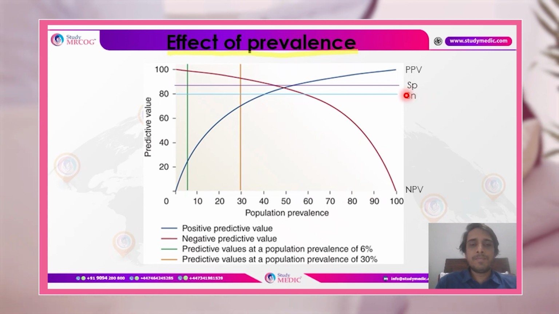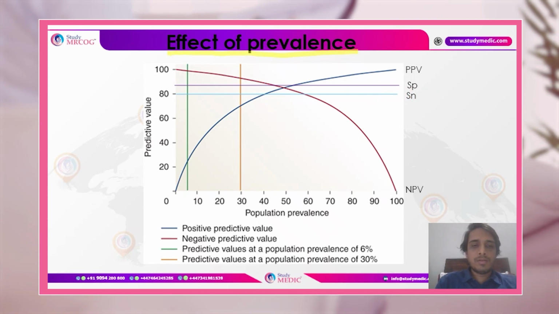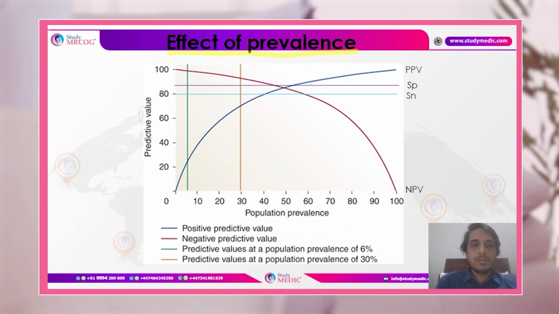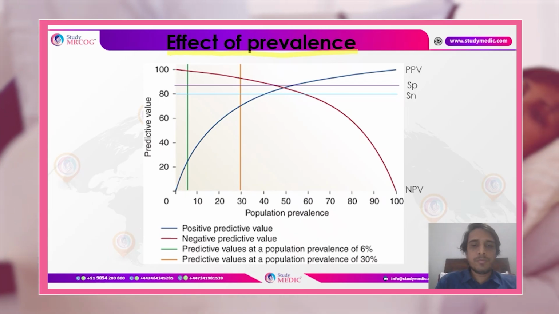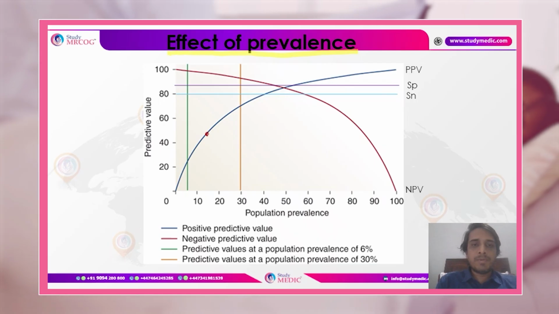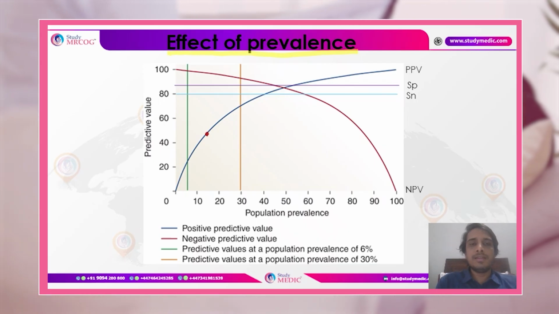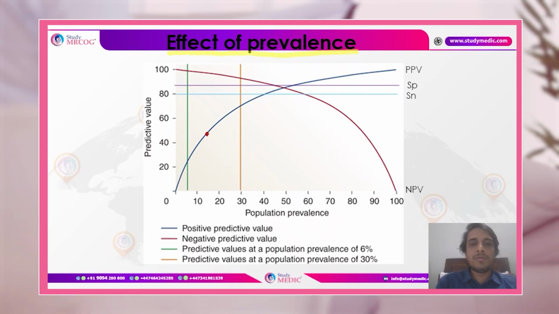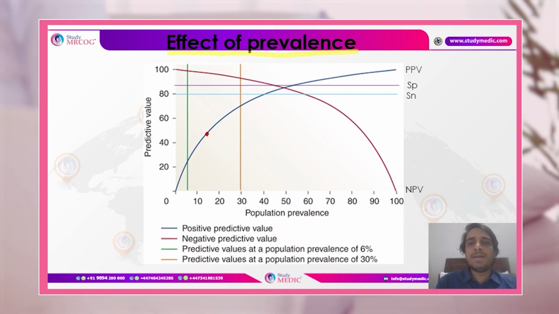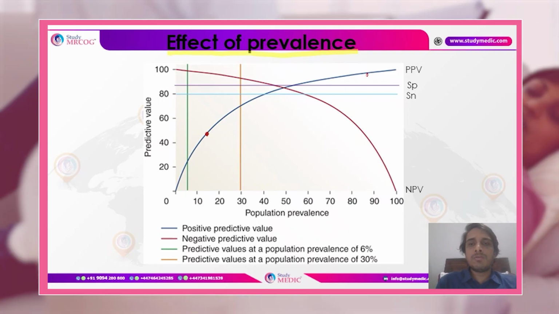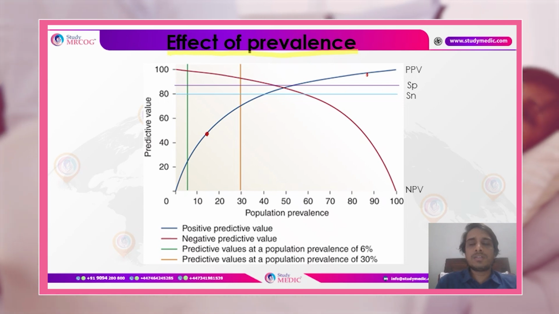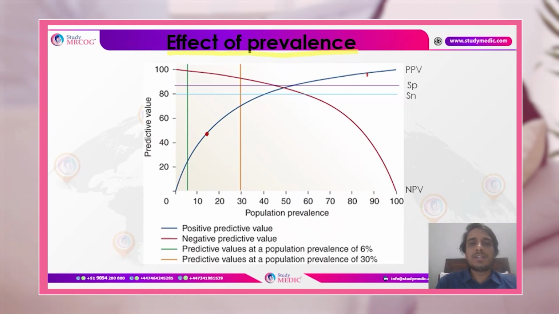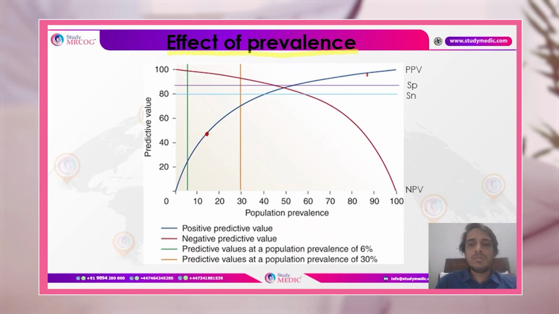For example, a Mantoux test that has a very poor positive predictive value, if the prevalence of tuberculosis is, let us say, less in developed countries, the same Mantoux test will have less positive predictive value, whereas in developing countries, the Mantoux test will have higher positive predictive value because the prevalence of tuberculosis is high. So this is the effect of prevalence on positive predictive value and negative predictive value.